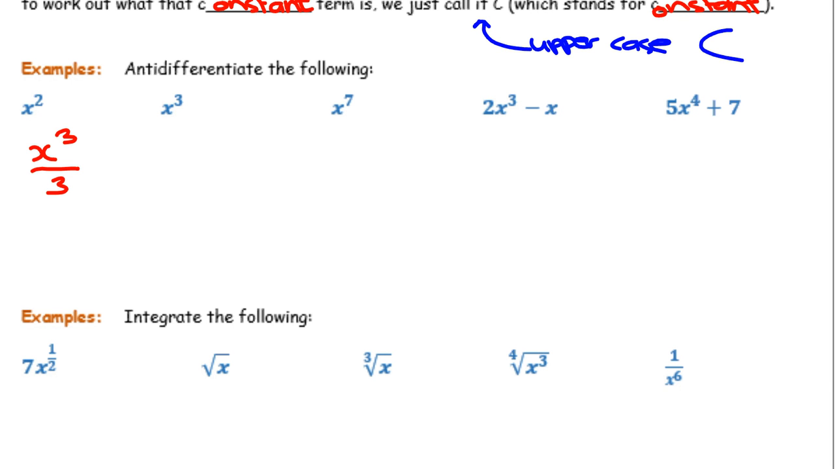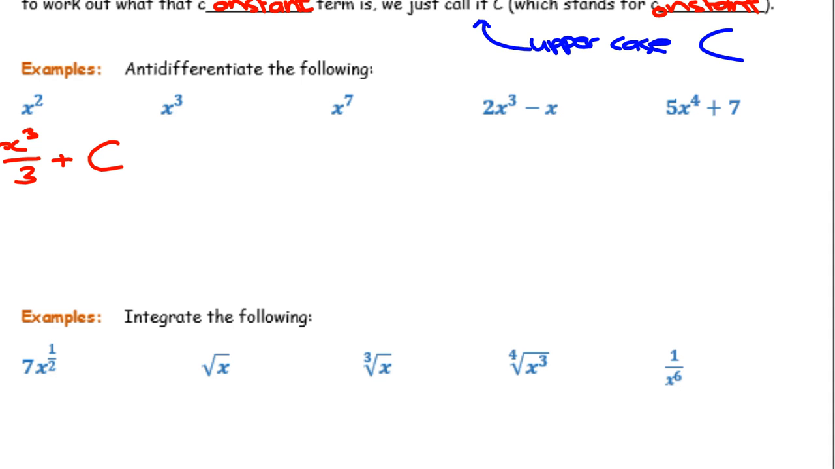And I need to write it a bit more to the side because I need to add in something. Just something very small that's easy peasy to forget. So it's going to be x cubed over 3 plus C, big C. That's it, yeah, plus C. So notice they've all got plus C.